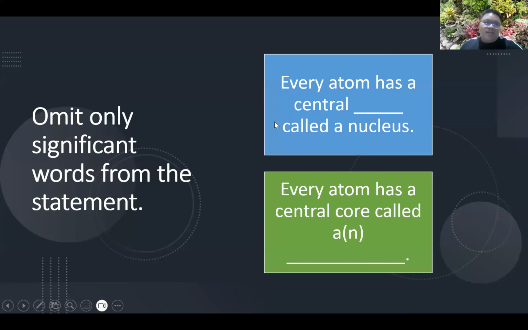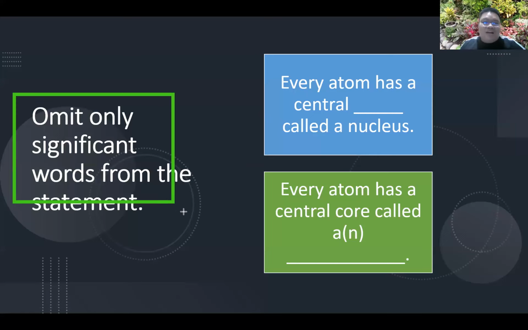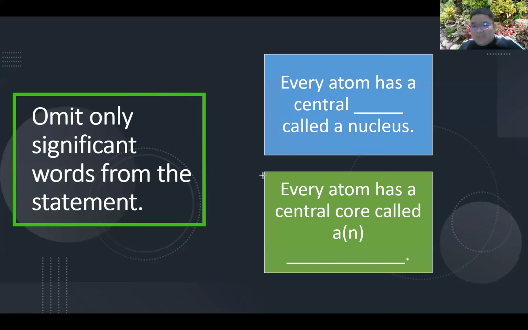examination. One, you need to omit only the significant words from the statement. In other words, kapag gumagawa tayo ng fill in the blanks, dapat yung naka-blank class is yung mga significant words. Ano pong ibig sabihin natin ng significant words? Now look at the example on your right. Every atom has a central blank called a nucleus. Okay? Tingnan nyo kung ano yung naka-blank. Central what? Okay? How about look at this one? Every atom has a central core called an blank.